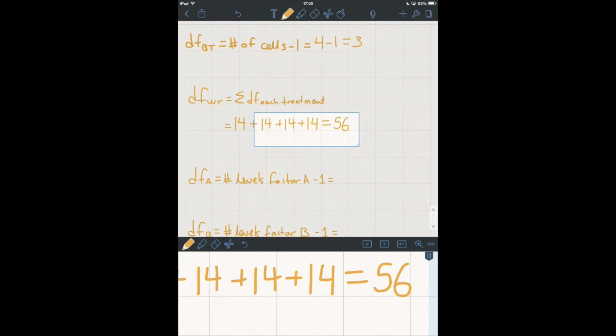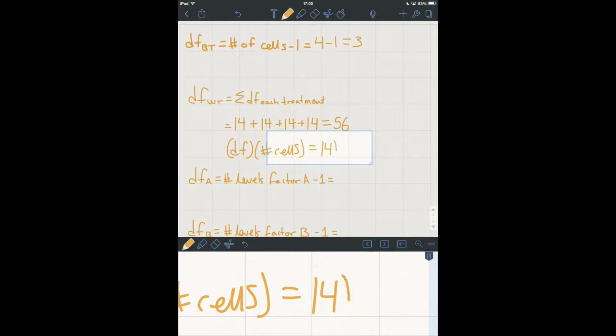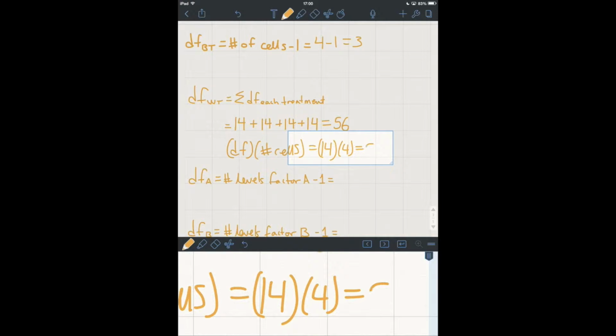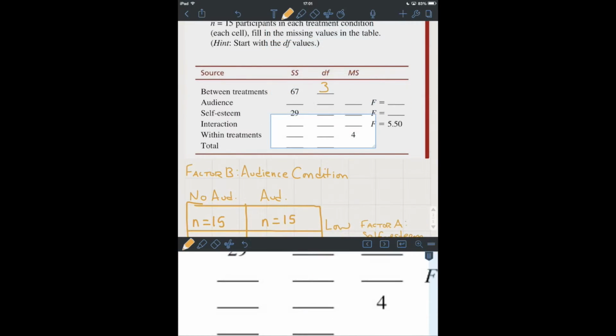Another way to do that is if you know you have equal degrees of freedom in each cell, meaning you have an equal number of participants in each cell, you could also do degrees of freedom times number of cells. And so that would simply be 14 times 4, which would equal 56. And then we'll just fill that in our source table up here.